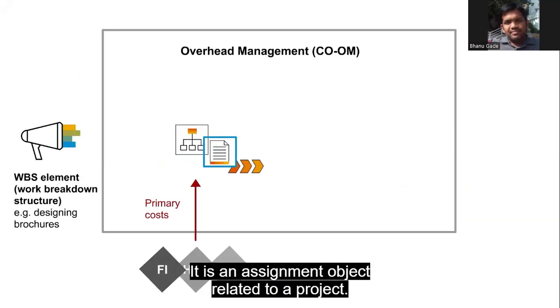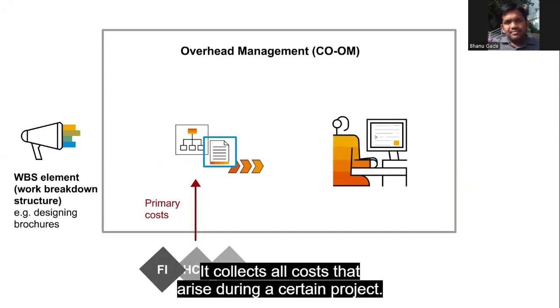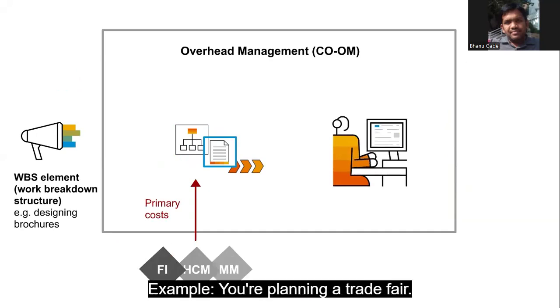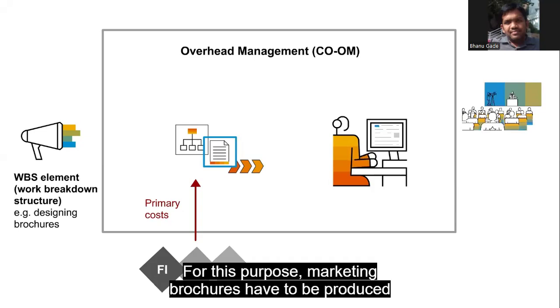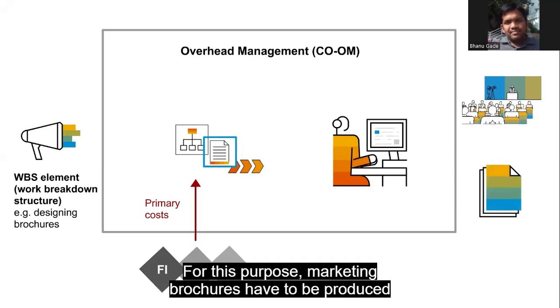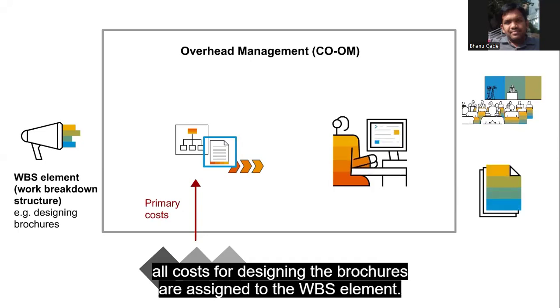It is an assignment object related to a project. It collects all costs that arise during a certain project. Example: you're planning a trade fair. For this purpose, marketing brochures have to be produced. All costs for designing the brochures are assigned to the WBS element.